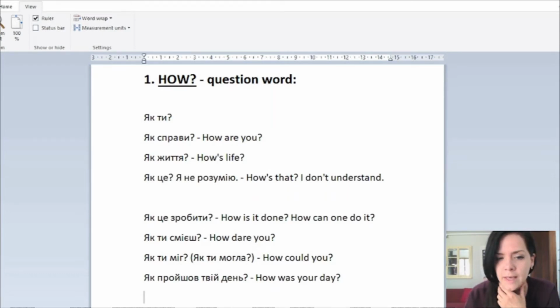Як це зробити? So literally it means how this, and зробити means to do, okay? So how is it done, or how can one do it, or how do I do it, right? Як це зробити? Again, як here means how.